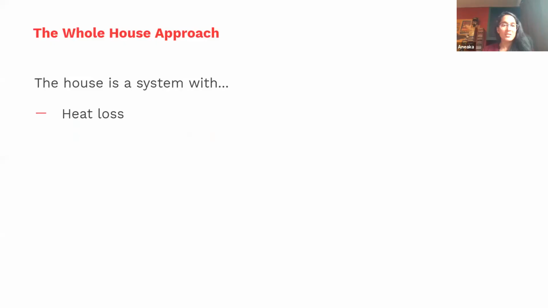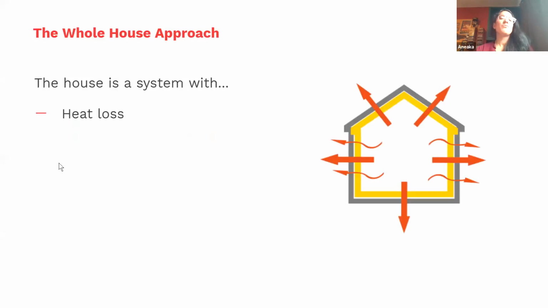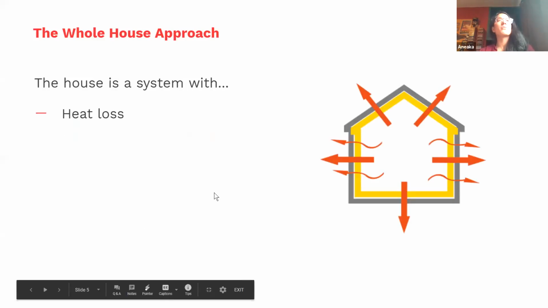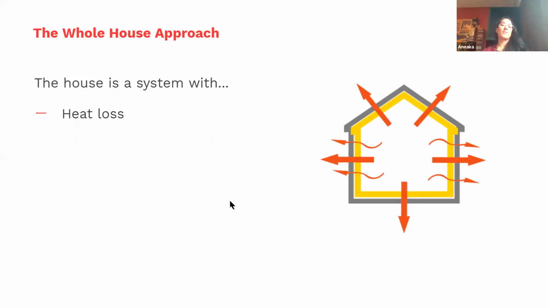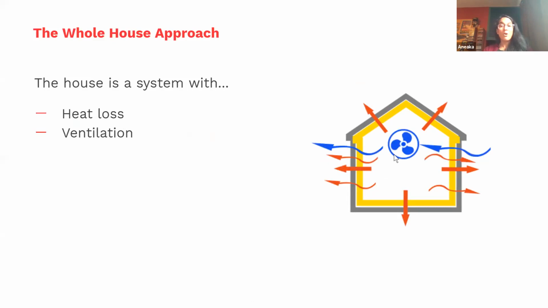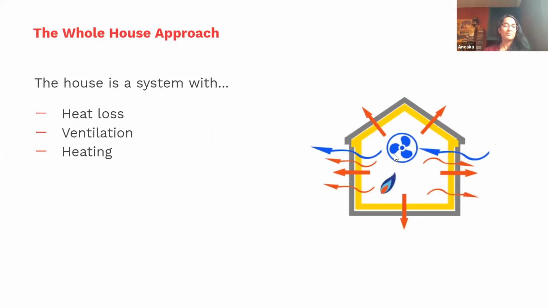So the whole house approach. This is really to help us understand our houses with an understanding of the complexity of them. In a house, it's a system where we lose heat through the fabric. That's the walls, the windows, the floors, the roofs, as well as losing heat through drafts and air gaps. We also have ventilation systems in homes, whether that's opening a window or an extractor fan. It's some kind of planned form of air movement through your house.